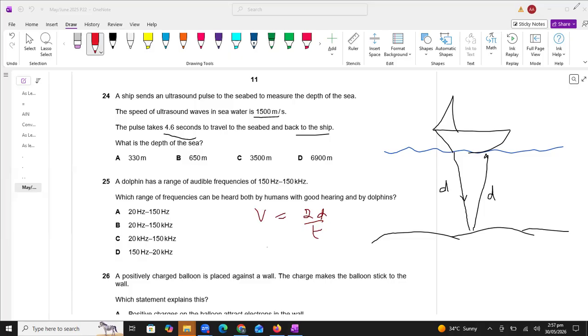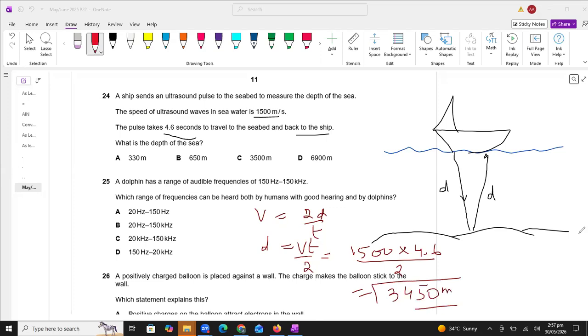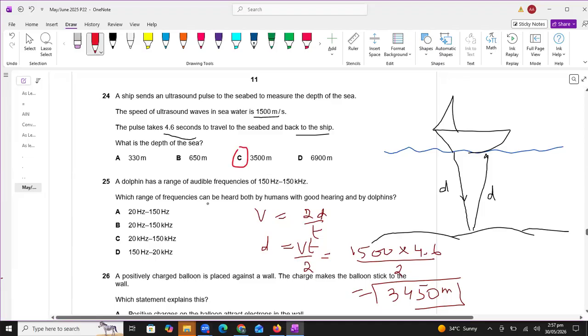So we will make d the subject. d is equal to speed multiplied by time divided by 2. The speed of the sound wave in water is given, that is 1500. Time is given, 4.6 seconds, divided by 2. So what answer are we getting, students? 1500 multiplied by 4.6 divided by 2. Exactly, we are getting 3450 meters. If we round it off, we will get 3500 meters. So it means C is the correct answer.